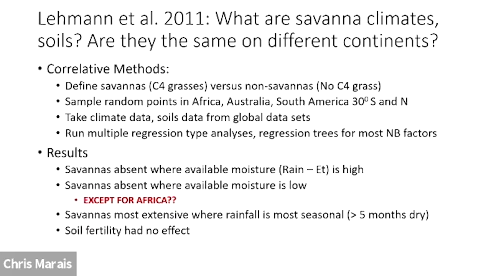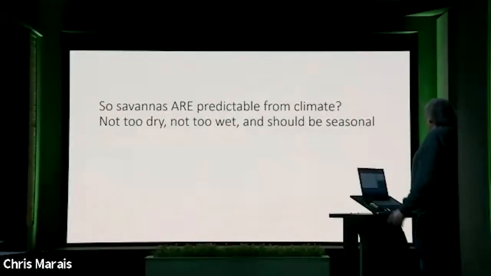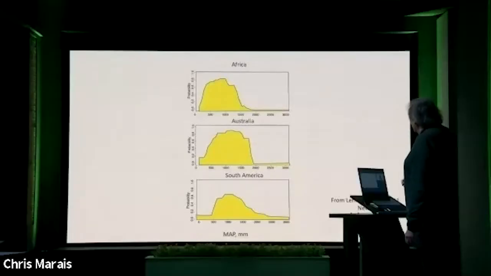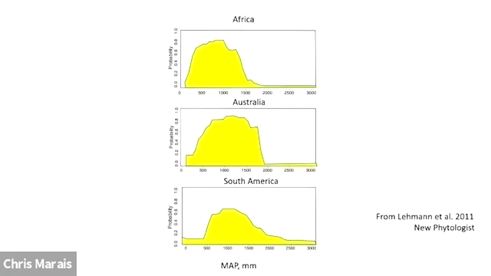There's another thing about rainfall. Savannas are most extensive where the rainfall is most seasonal. You need at least 5 months of dry season. So savannas are predictable from climate. How boring, fits the pattern. Not too dry, not too wet, and the rainfall should be seasonal. And that's what it looks like graphically with the 3 different continents, and the yellow indicates the probability of finding savanna along a rainfall gradient.